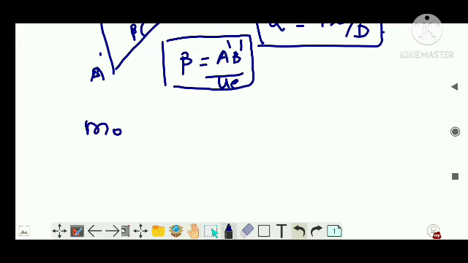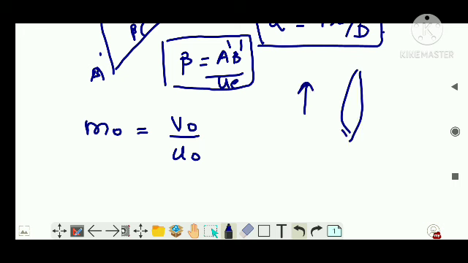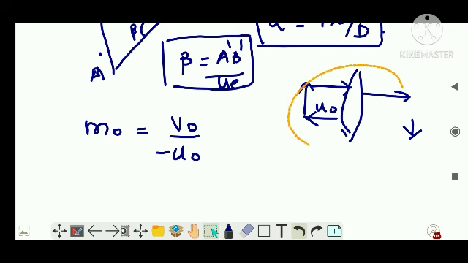In the objective lens, the magnification will be what? V by U is the magnification of any convex lens, and minus V by U is for mirrors. So here I will write V0 by U0. For the first objective lens, this is your object. This is the direction of positivity, and this is the direction of U0, so it is negative. But the image is formed here, in the same direction as the incident ray, hence V0 will be positive. Clear?